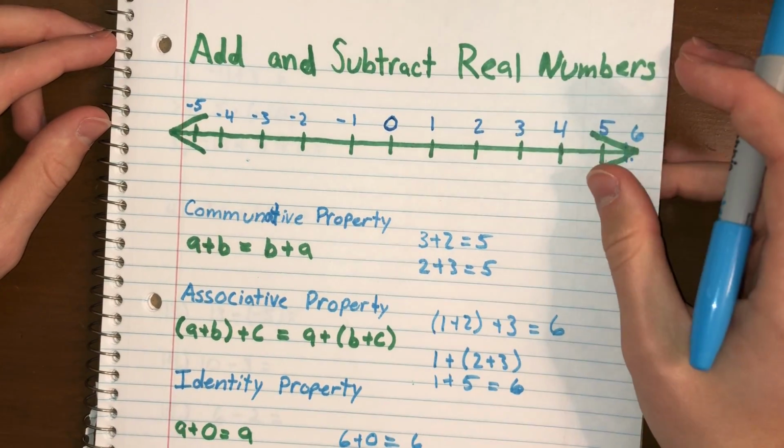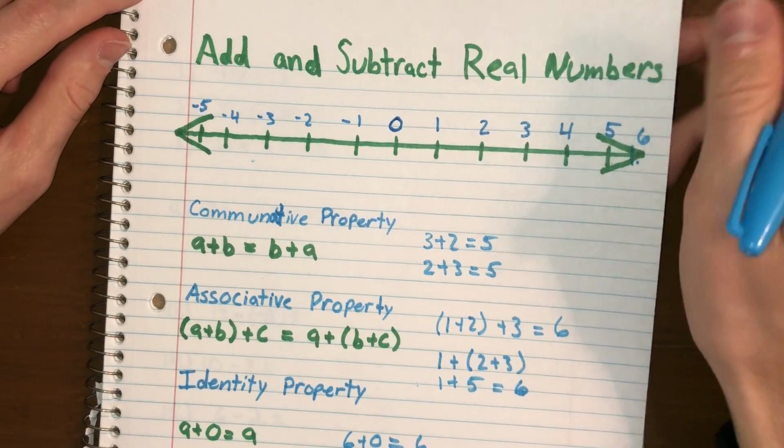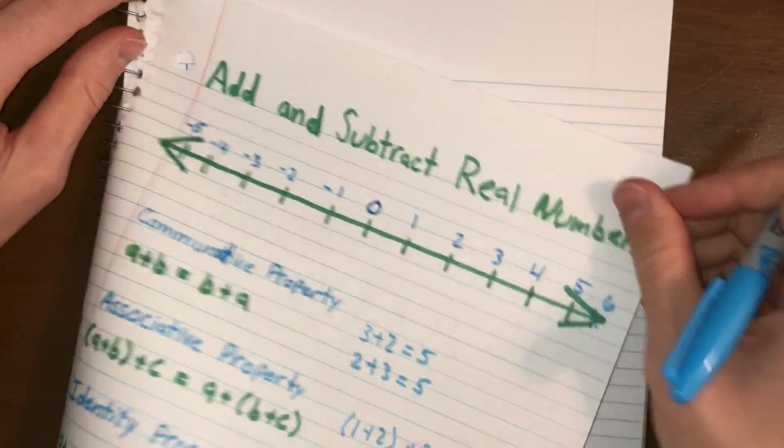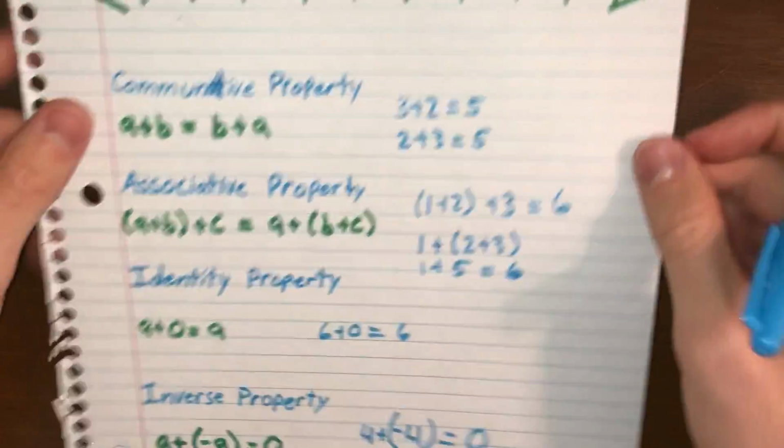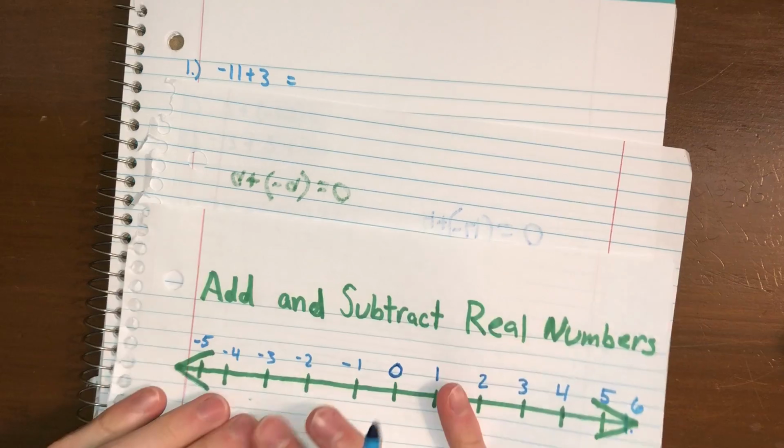So yeah, let's work on some examples. I'll rip this page out so we have the number line to work with as we make our way through these problems.